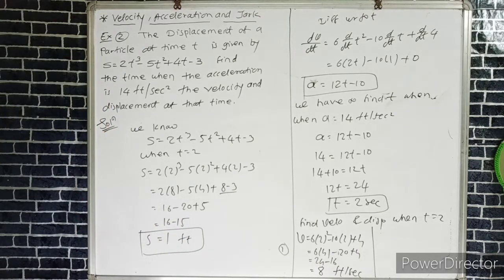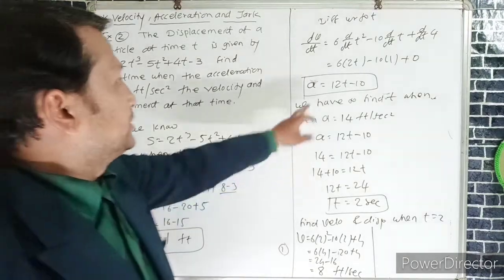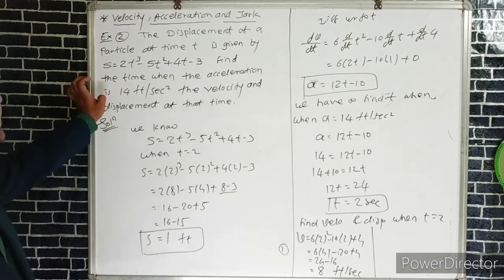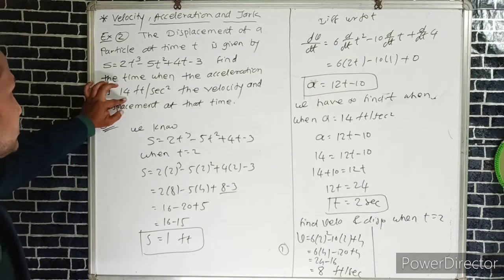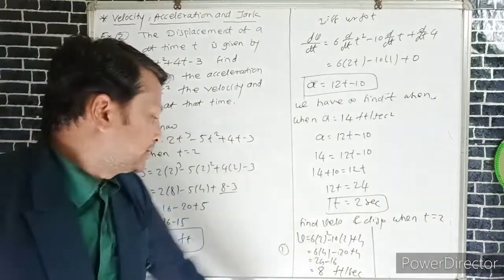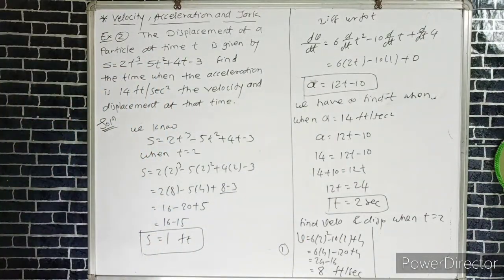So here, hence, the acceleration is 14 feet per second square when the time t is equal to 2 seconds, the velocity is 8 feet per second, and the displacement is s = 1 foot.